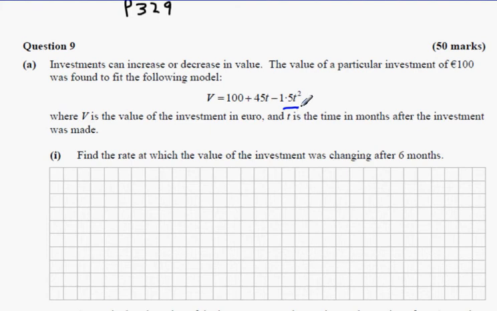Next question I'm going to ask you is, is it n-shaped or u-shaped? N-shaped. And why is it n-shaped? Minus 1.5t squared. So if you were to draw this out, it would be an n-shaped graph. And n-shaped graphs, do they contain a maximum or a minimum point? Maximum, because you can see it by the top, okay? Now, it says, find the rate at which the value of the investment was changing. The key word there is changing, okay?